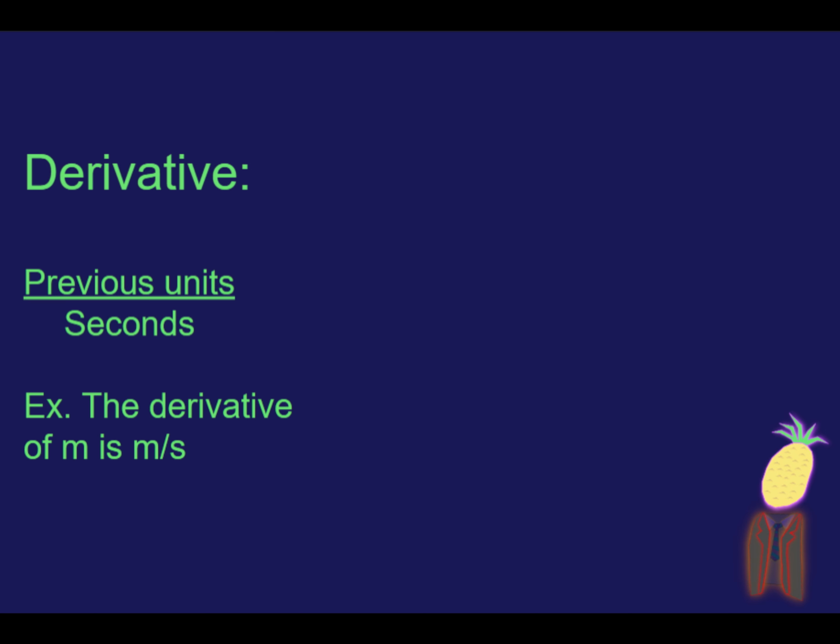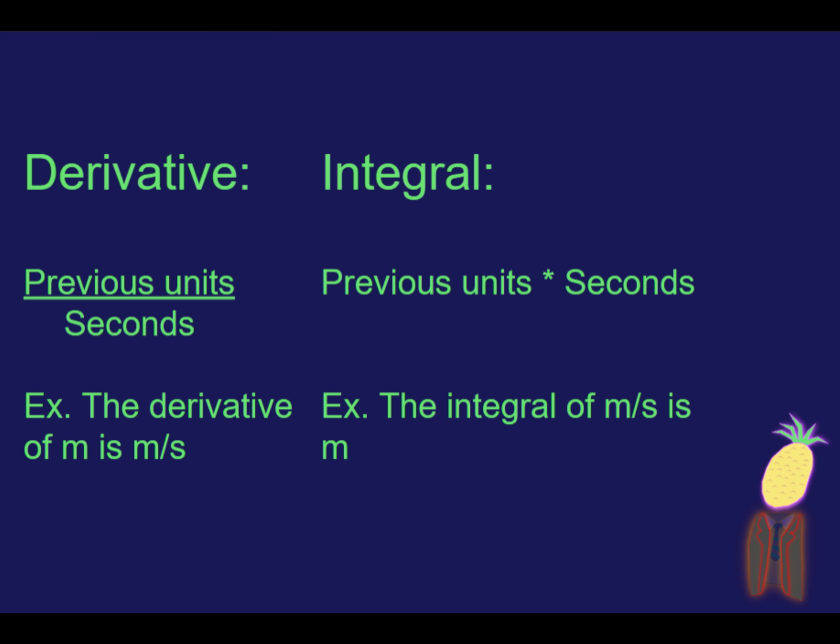I was just editing the video here, and I realized that I completely forgot to mention how the calculus functions interact with units, because it is very important that you understand how this works. The derivative function will divide whatever your units were previously by seconds. So if you had meters, it would become meters per second, and if you had meters per second, it would become meters per second squared. With the integral function, your previous units are multiplied by seconds.